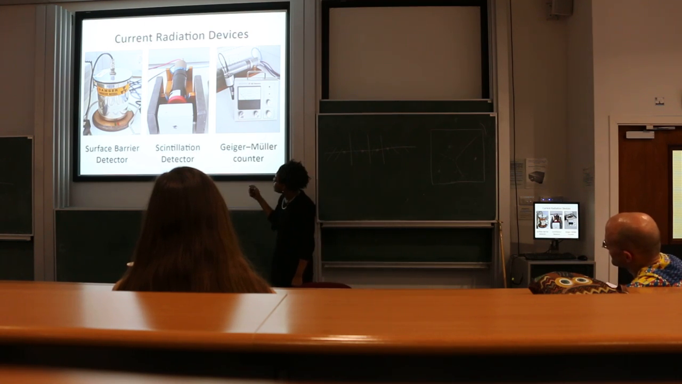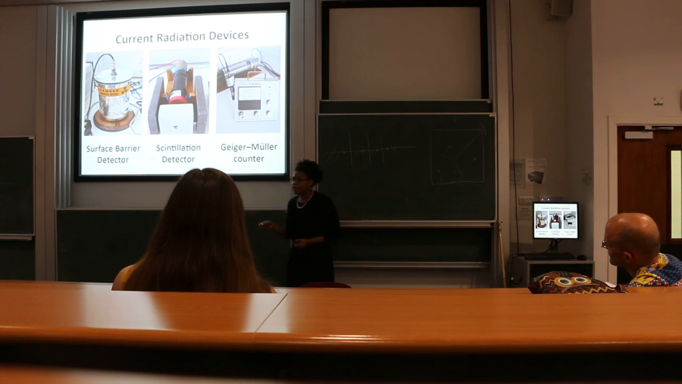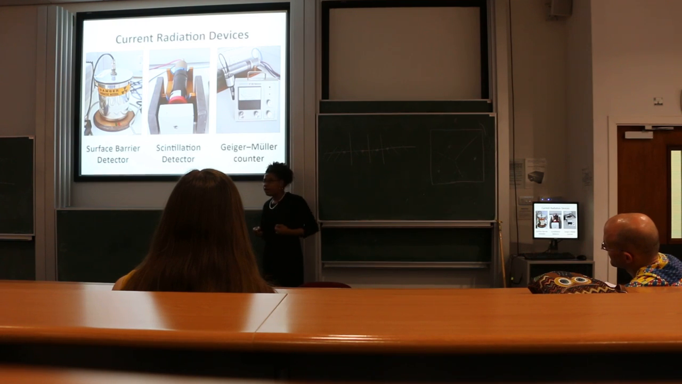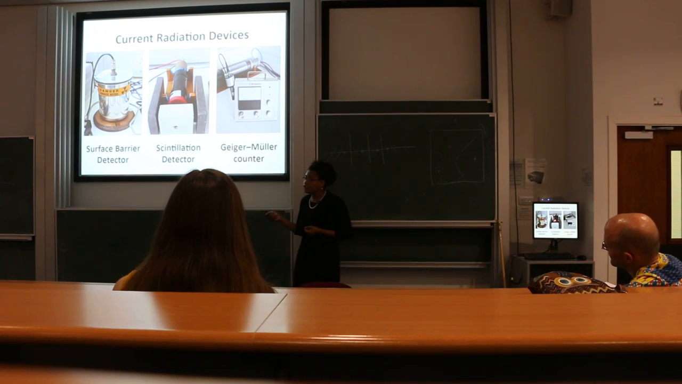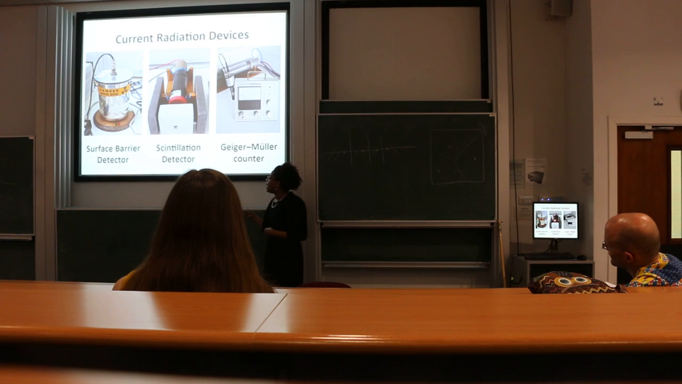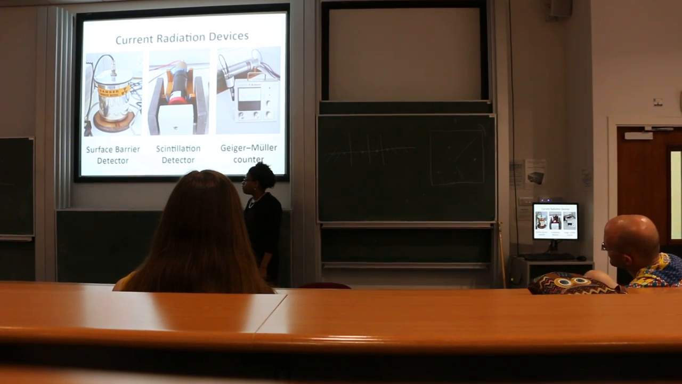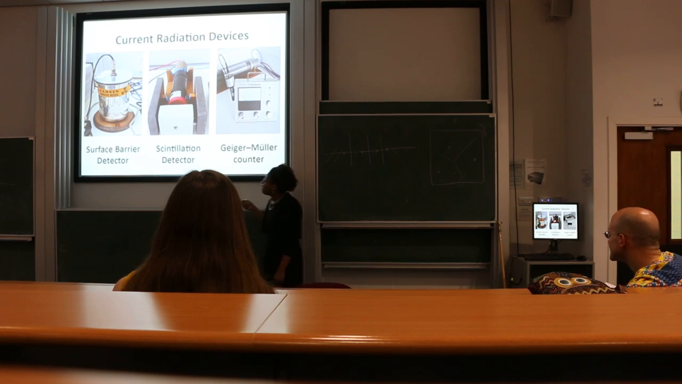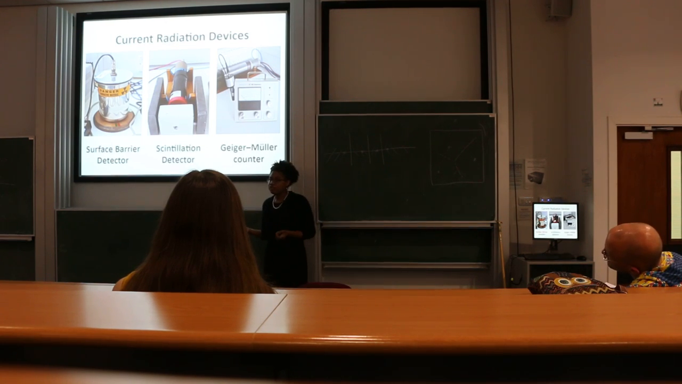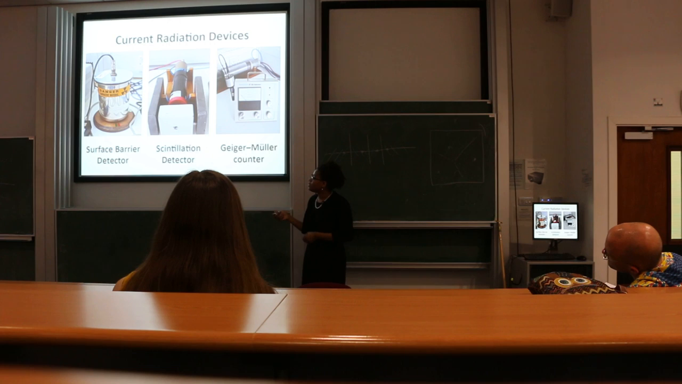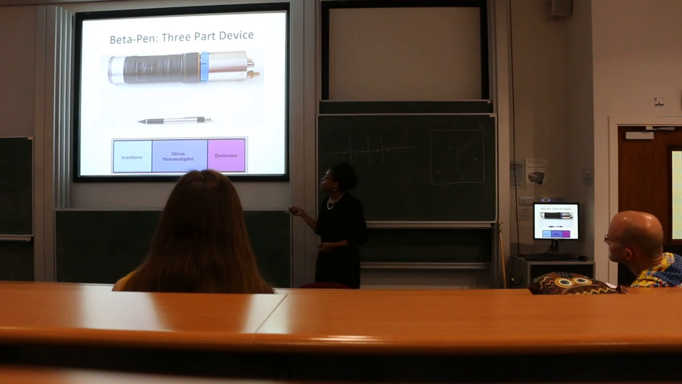The scintillator detector is a little bit more refined in that it gives you a spectrum, but it also has its cons in that it requires high voltage to run. And it's kind of big and bulky and heavy. The same fault applies to the surface barrier detector, in that it takes a lot of energy to run. So how can we improve these devices and make them into a small handheld device? And that's where the Beta Print comes in.